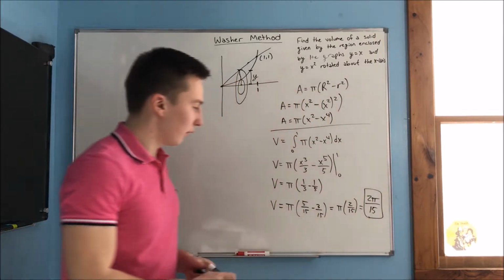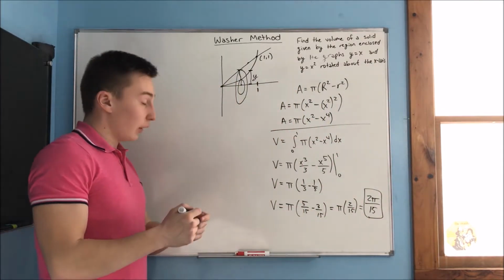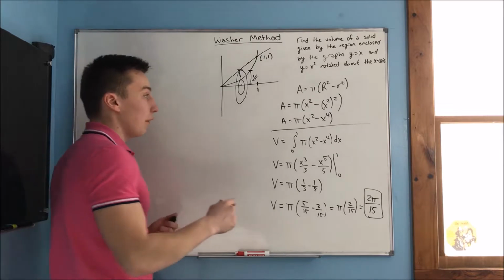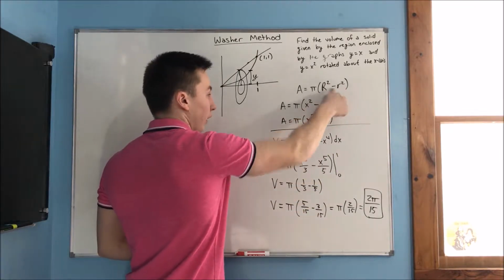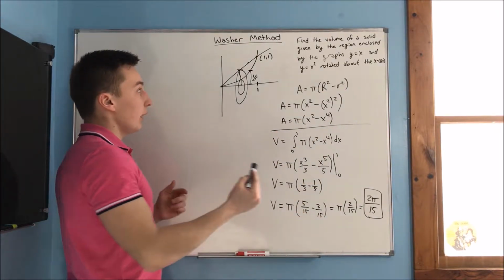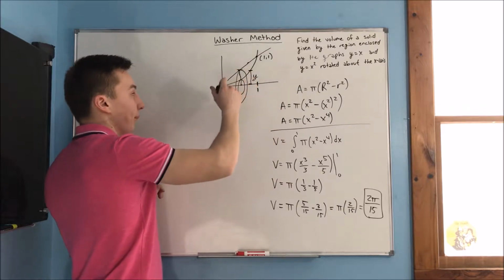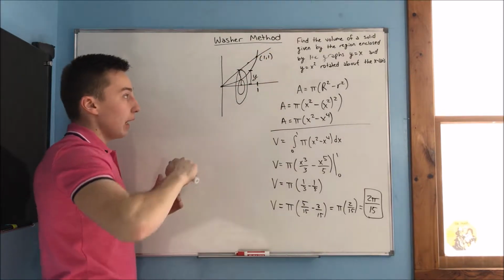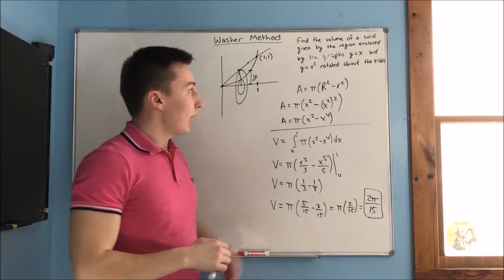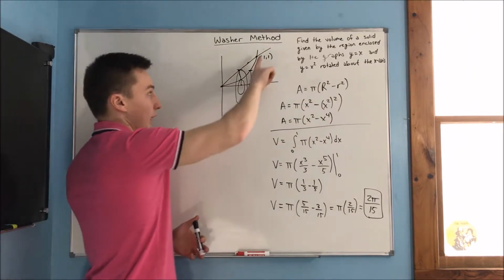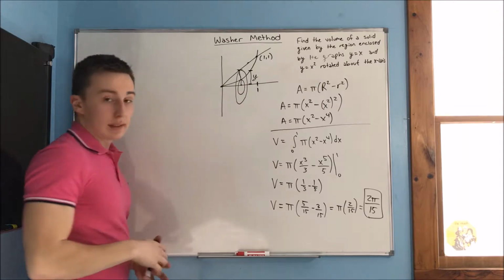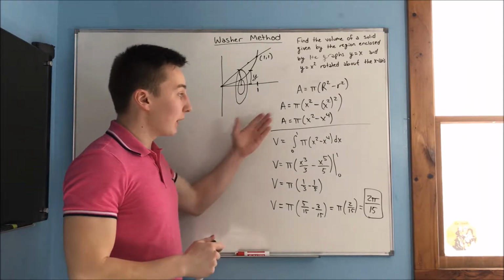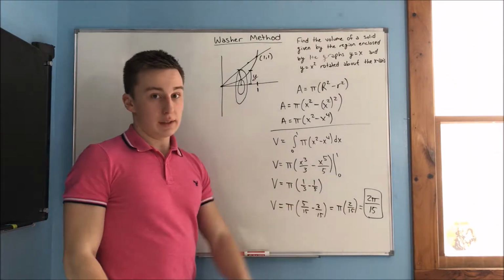So just a little quick recap there. We had to find our outer radius and our inner radius. Our outer radius was the distance from our y equals x graph to the x-axis, and the little radius was our distance from the y equals x squared graph to the x-axis. And we just plugged that in, we integrated, and we found our answer.